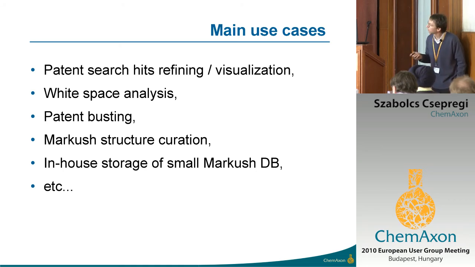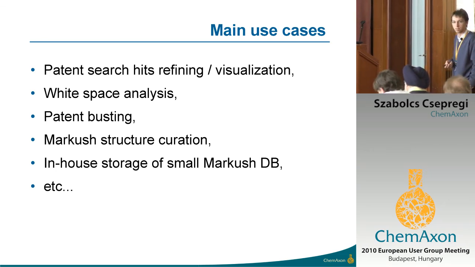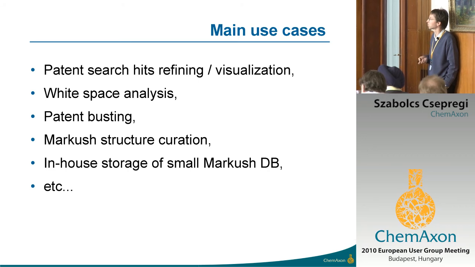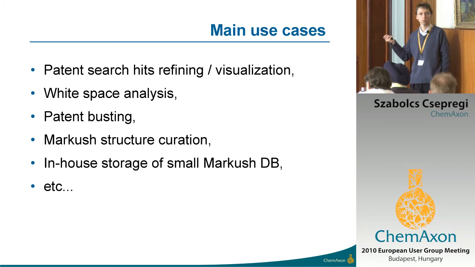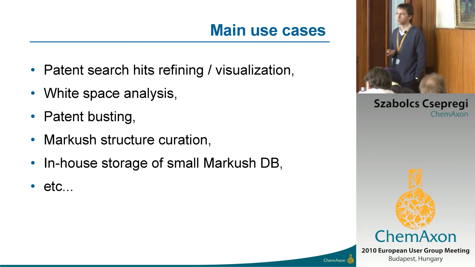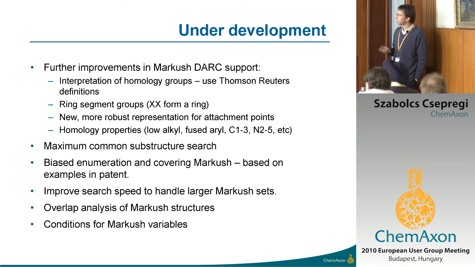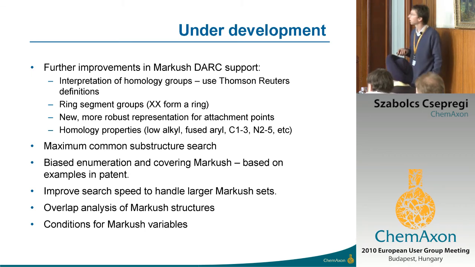If you also have some selected patents, you can do white space analysis or patent busting around the chemical space which is represented by those Markush structures. It can be helpful in curating Markush structures, especially those mentioned in the combinatorial chemistry domain, and in an in-house storage of a small Markush database. We have many things planned. I won't have time to talk about all these in detail.